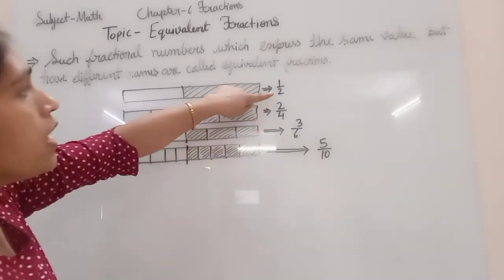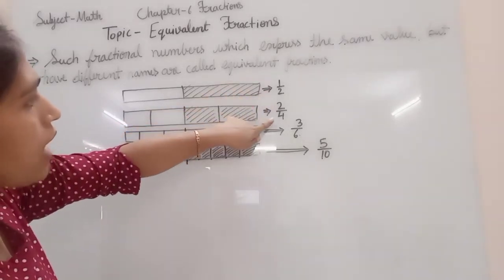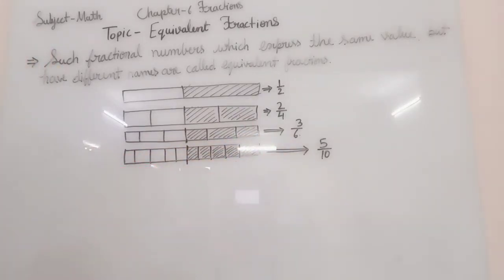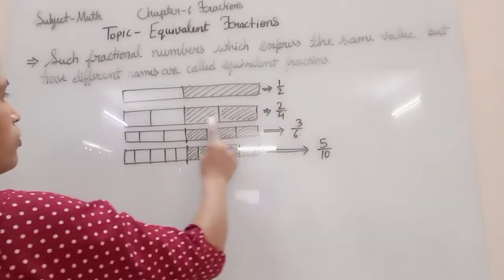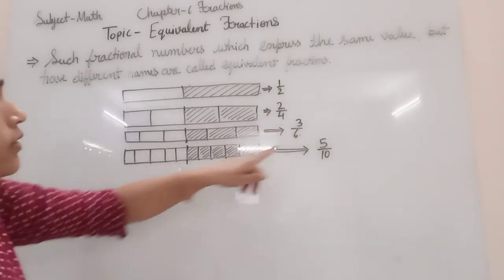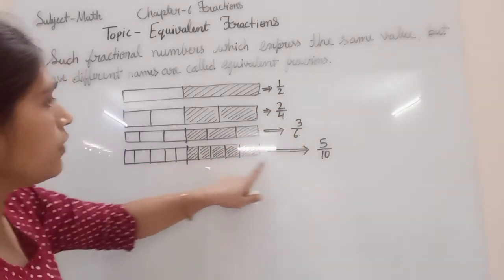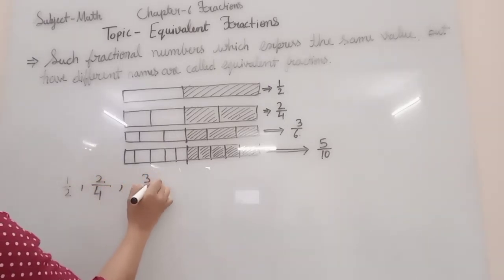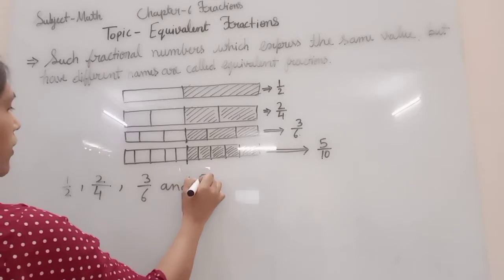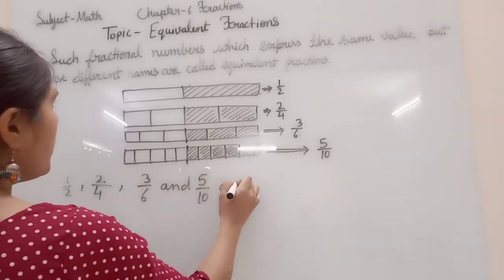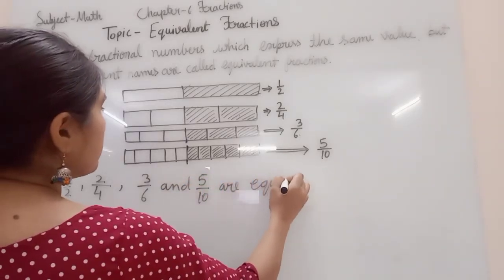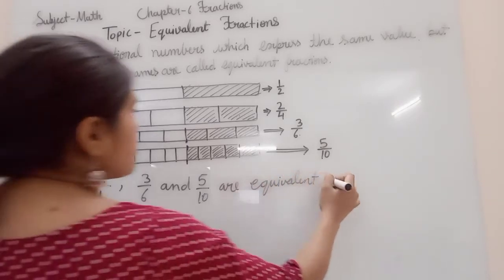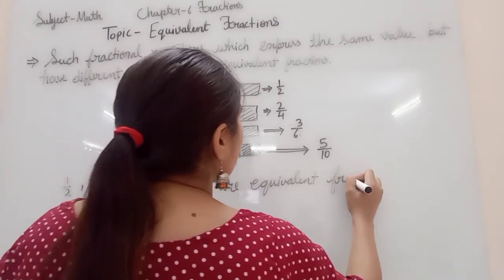But see here, these are represented by different fractions. This one we are saying 1 by 2. This one 2 by 4. This one 3 by 6. This one 5 by 10. So what does it mean? That 1 by 2, 2 by 4, 3 by 6 and 5 by 10 are equivalent fractions.